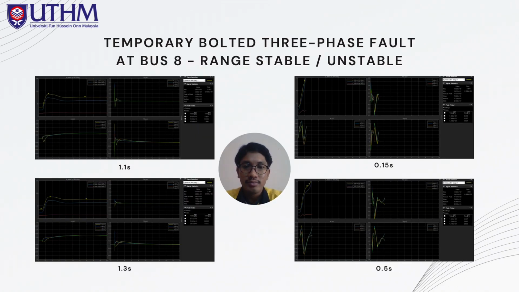Okay, here I will continue with the results from the simulation. So these four are the results that have been categorized into two conditions, which are stable and unstable conditions. On the left side, we have 1.1 second and 1.3 second, which are the stable conditions.